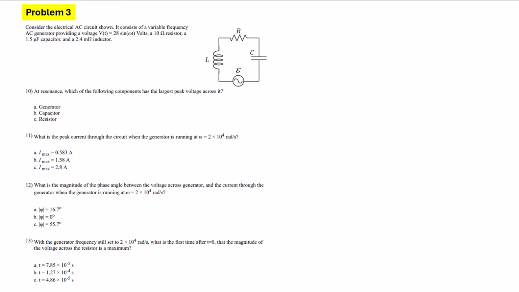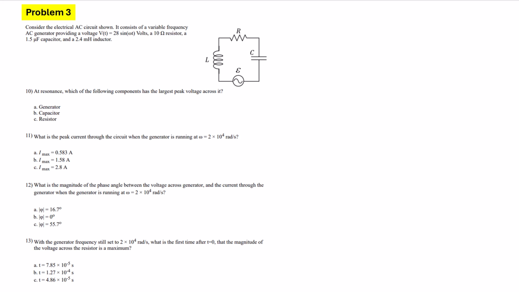All right, here's problem 3. Consider an electrical AC circuit shown. It consists of a variable frequency AC generator providing a voltage V(t) equals 28 sine of omega t, a 10 ohm resistor, a 1.5 microfarad capacitor, and a 2.4 millihenry inductor. Question 10 says, at resonance, which of the following components has its largest peak voltage across it?